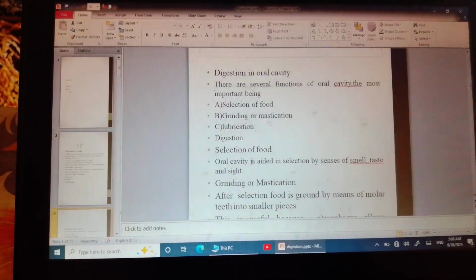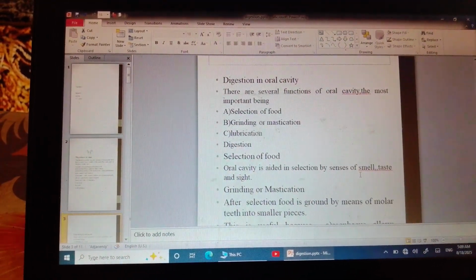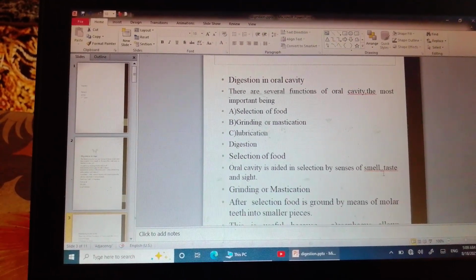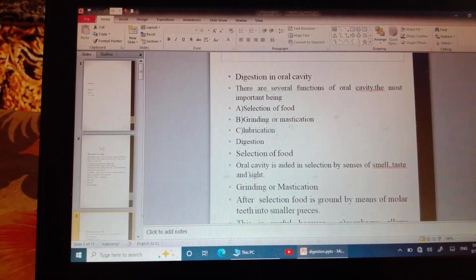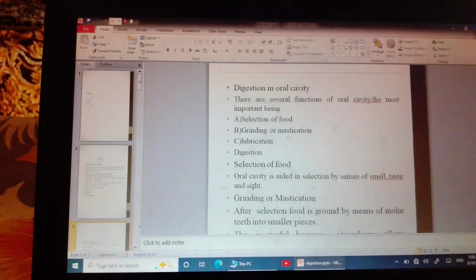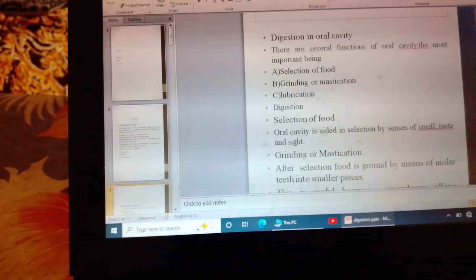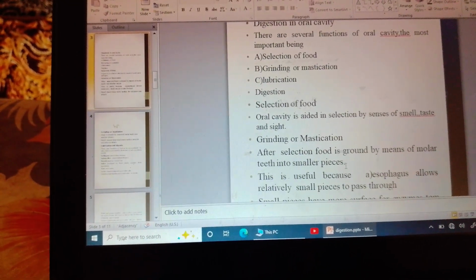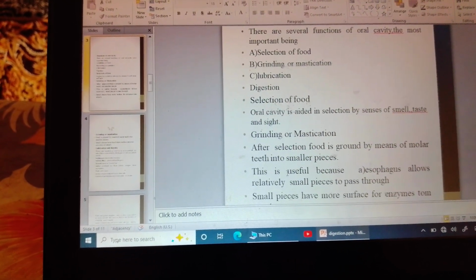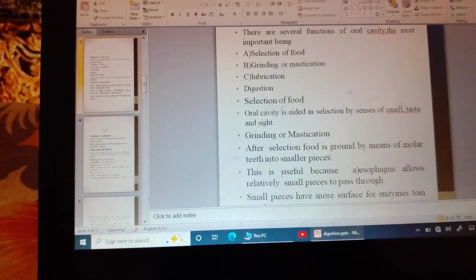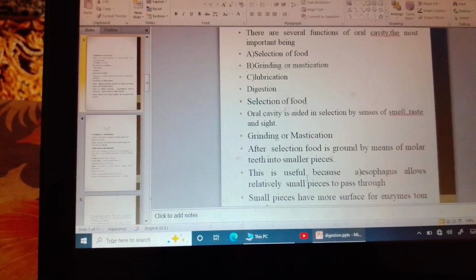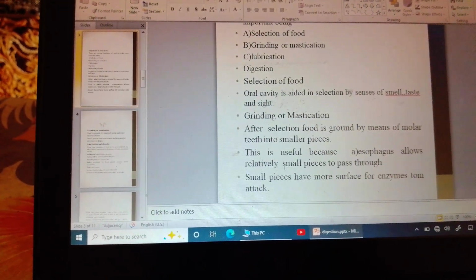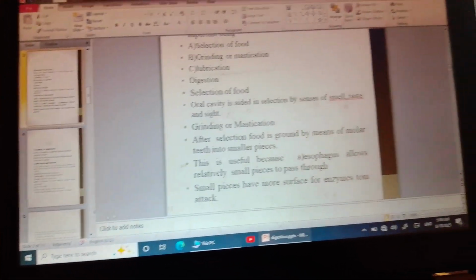For selection of food, the oral cavity has many sensory receptors by which it senses the smell and taste of the food, and after that the food goes for mastication. It is ground by means of molar teeth into smaller pieces. These smaller pieces provide such surface area that enzymes can attack.